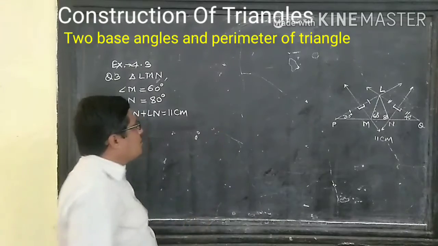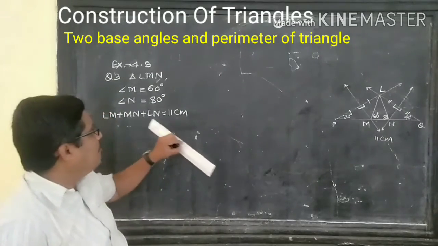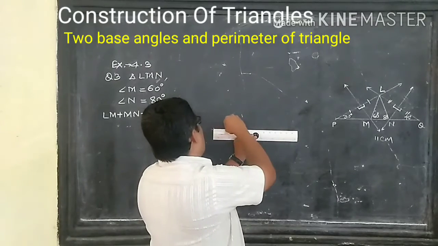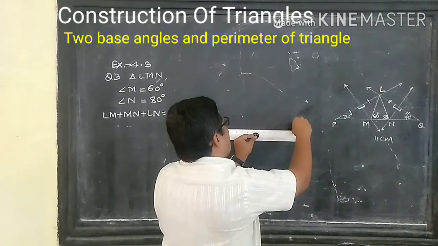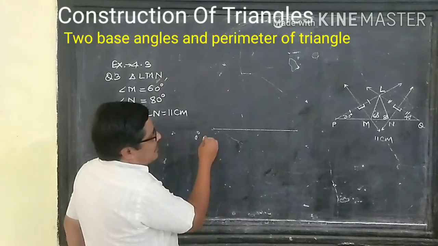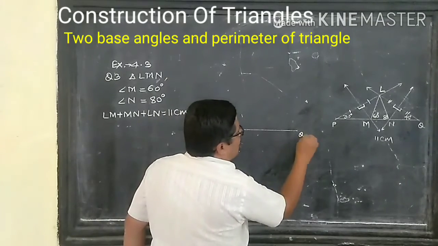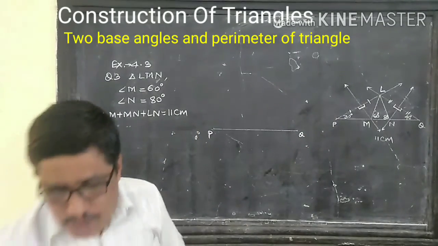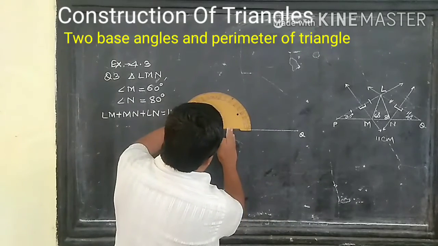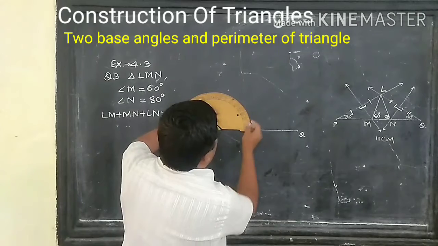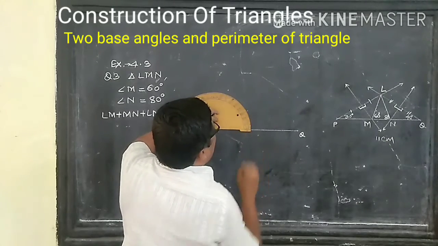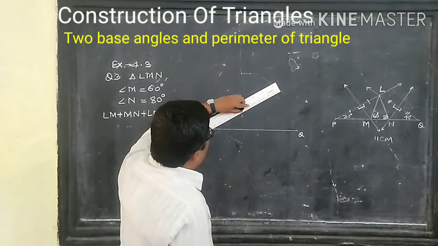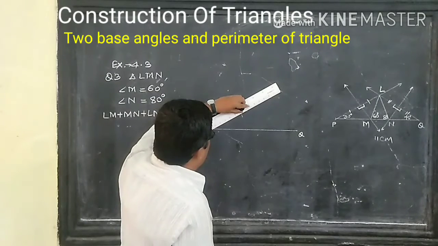First of all, we have to draw a segment equal to the perimeter length. So this is a segment equal to perimeter length, that is 11 centimeter. This is segment PQ. Now here angle P is 30 degree. Therefore we have to draw angle P of measure 30 degree. So this is 30 degree. So draw a ray showing angle P of measure 30 degree.